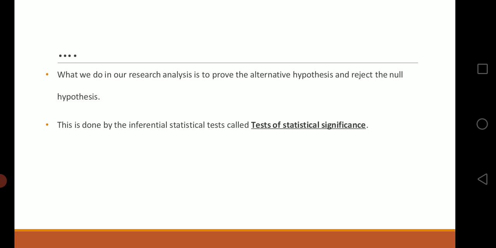You just look at the p-value and look at the value. If it's more than 0.05, meaning that there is no association, there is no difference, that is accepting the null hypothesis. If it's less than or equal to 0.05, meaning that there is an association and there is a difference between variables, in this case we reject the null hypothesis and accept the alternative hypothesis. Okay, these tests are called tests of statistical significance.